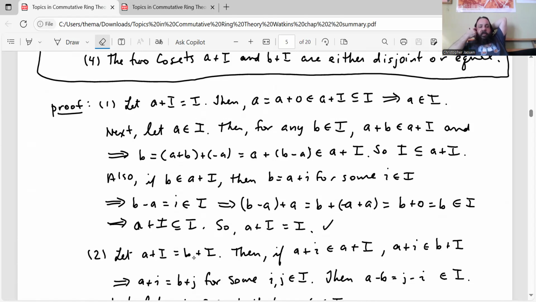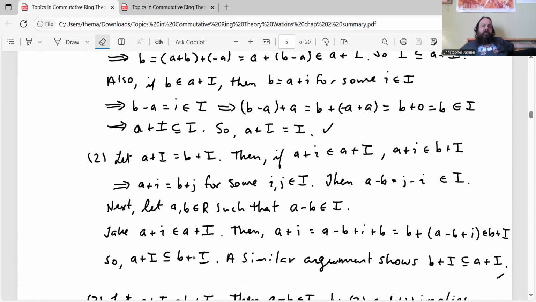Also, if b is an element of a + I, then b = a + i for some i in I, which implies b - a = i, which is obviously an element of I, which implies b = (b - a) + a, which is an element of I. Therefore, a + I is a subset of I. So a + I = I.